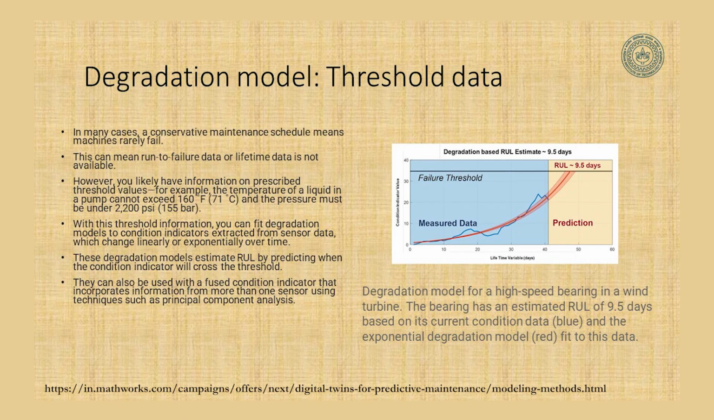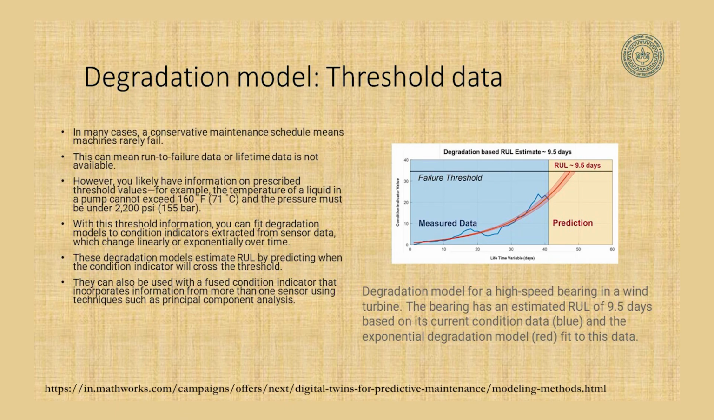So, you may have information on prescribed threshold values. In that case, you are replacing your tools when they cross a certain threshold. For example, the temperature of liquid in a pump cannot exceed 75 degrees Celsius, and the pressure must be under 155 bars. With this threshold information, you can fit degradation models to condition indicators extracted from the sensor data, which can change linearly or exponentially with time. These models will then estimate your RUL by predicting when the condition indicators will cross the threshold.